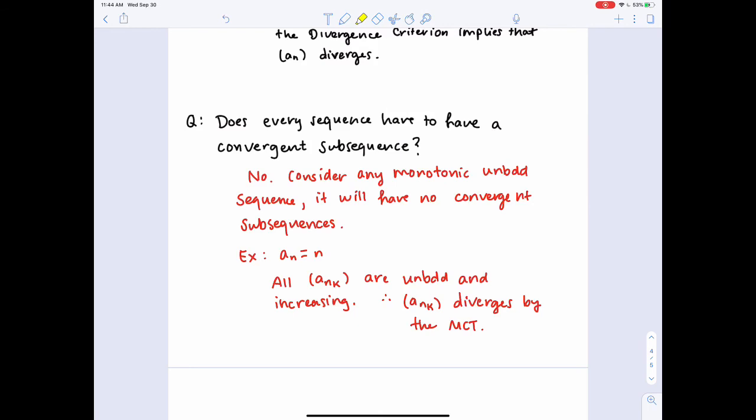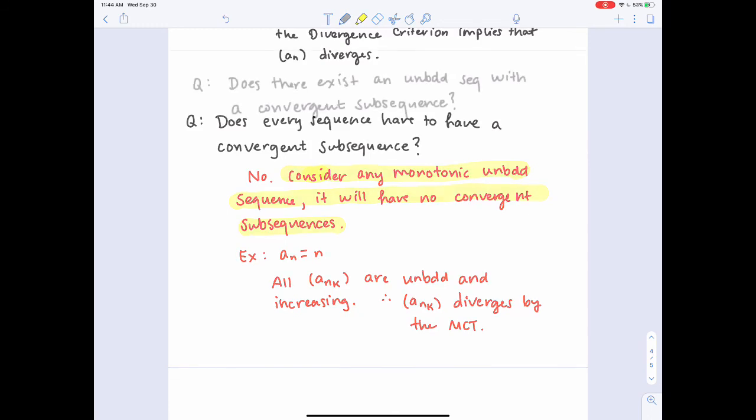Now, I have asserted that any monotonic unbounded sequence will have no convergent subsequences. That is a loaded statement. It takes a little bit of work to show the details of this, and actually that's a problem I'm going to have you all try to do for homework.